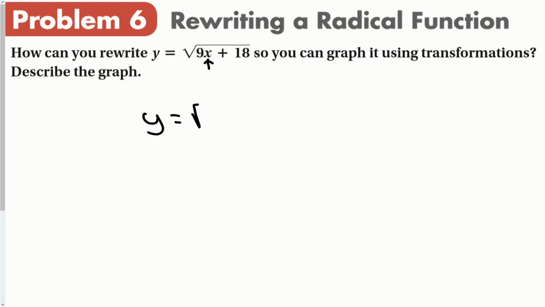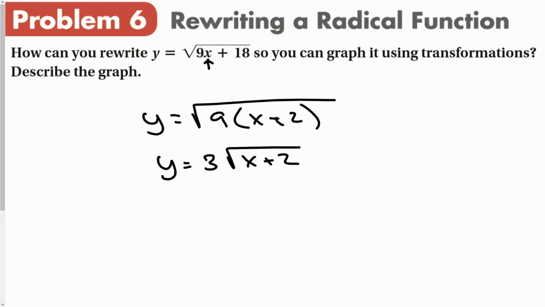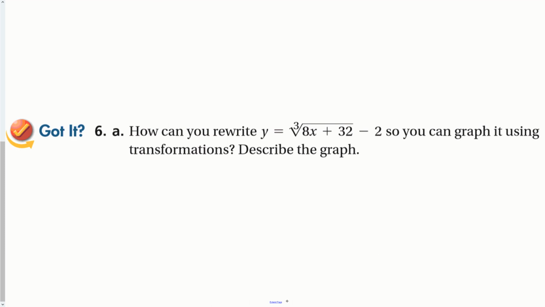So what we do is we factor out the 9, which gives me x plus 2. Now, I can take the square root of that 9 and bring it to the outside. That is much better. That tells me now that my square root function is stretched by a factor of 3, and it is moved 2 units to the left. And I wouldn't have got that so much from looking at it this way. Okay, so factor out a common factor and make it so that there's a 1 in front of the variable.